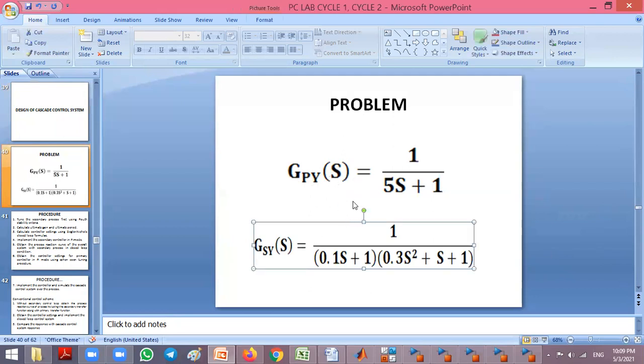The total transfer function will be divided into two, and it will be given as G primary of S and G secondary of S. So here, G primary of S is 1 by 5S plus 1. G secondary of S is 1 by 0.1 S plus 1 into 0.3 S squared plus S plus 1. So the total process will be 1 by 5S plus 1 into 1 by 0.1 S plus 1 into 0.3 S squared plus S plus 1.